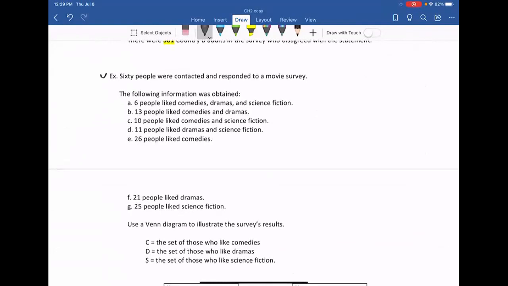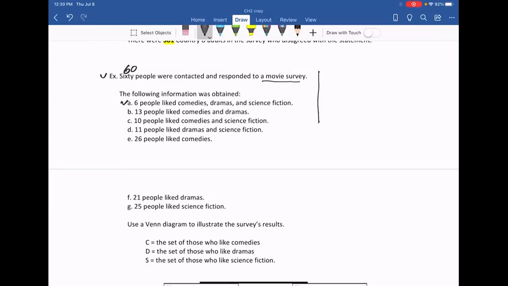Next example, 60 people were contacted and responded to the movie survey. The following information was obtained. Number A, 6 people like the comedies, dramas, and science fiction. Oh, it's asking people which kind of movie do you like? We have comedy, dramas, and science fiction.